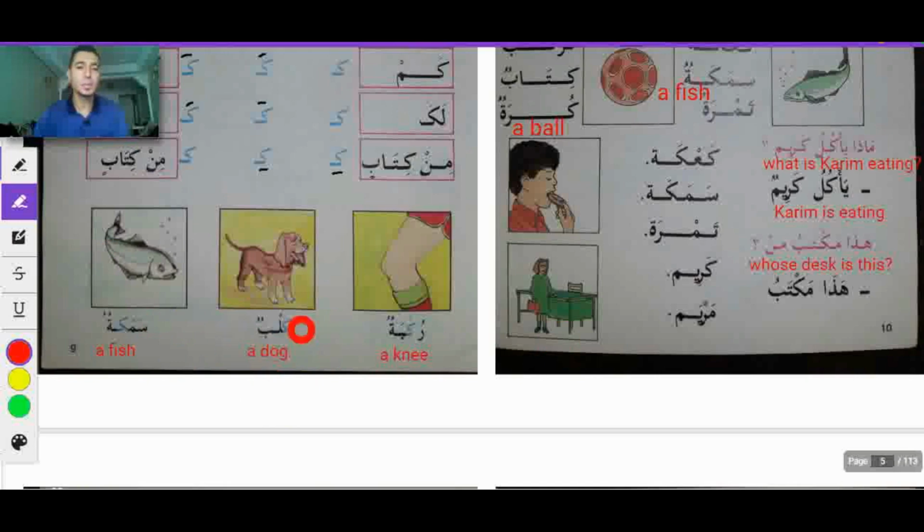Yes, and we will have here extra words with the letter k or the sound k. We have كلب, which is a dog, and we have ركبة, a knee. ركبة, and كلب, a dog, and سمكة, which is a fish.